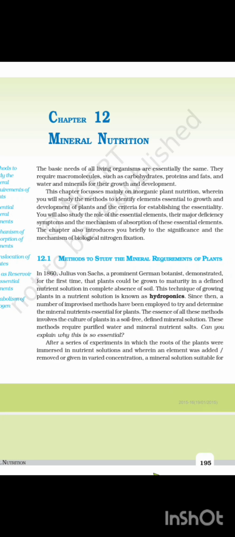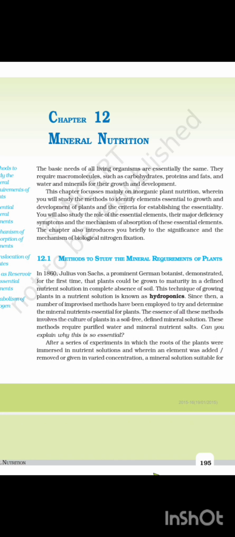In 1860, Julius von Sachs, a prominent German botanist, demonstrated for the first time that plants could be grown to maturity in definite nutrient solutions in complete absence of soil. This technique of growing plants in a nutrient solution is known as hydroponics. Since then, a number of improvised methods have been employed to try and determine the mineral nutrients essential for plants.